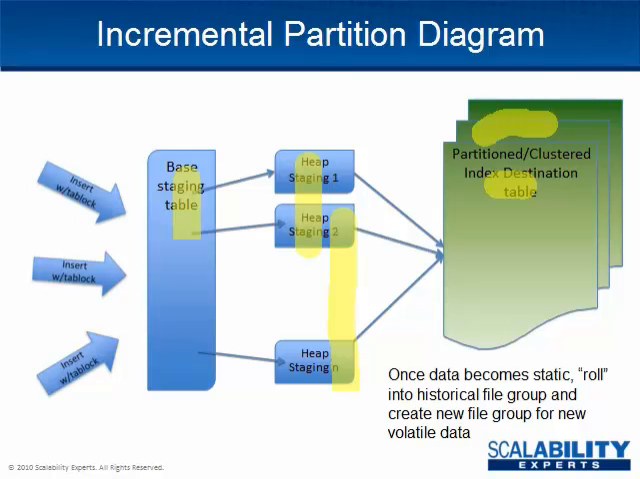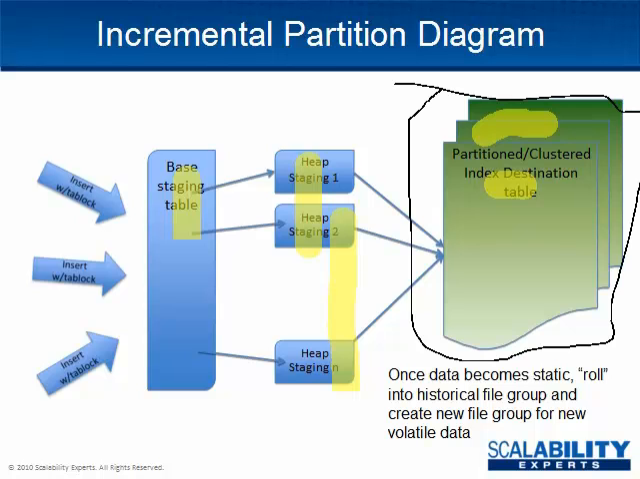Okay. There it is, right here at the very last. One more button click. Once data becomes static, roll in the historical file group and create a new file group for the volatile data. So then I have a view that ties all these together. So again, all of these methodologies for incremental data assume inserts only. They do not take into account updates.